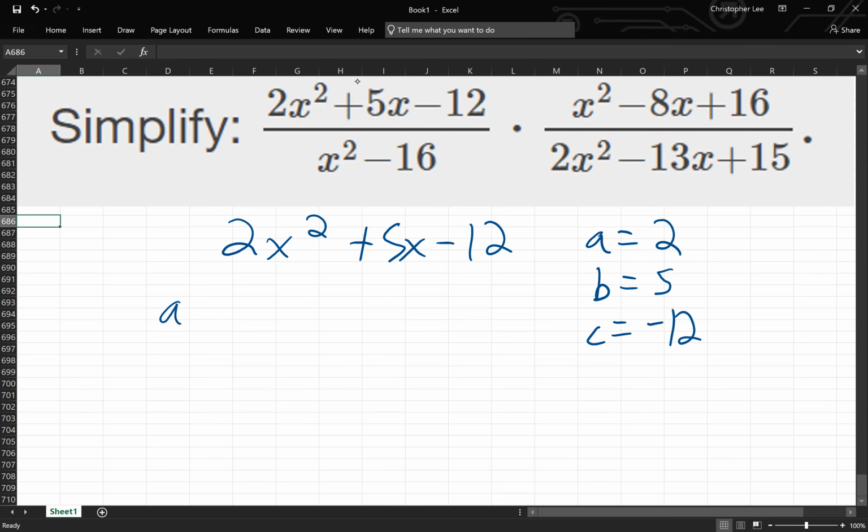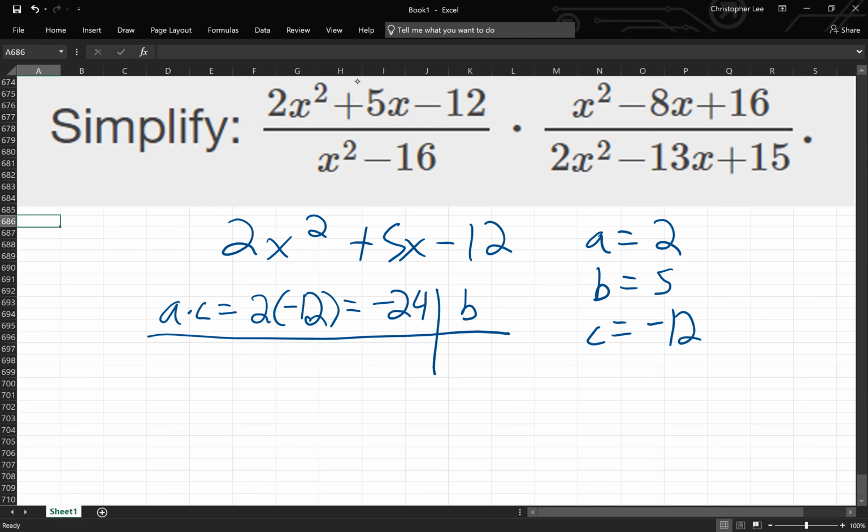All right. So A times C is equal to 2 times negative 12. That's negative 24. And B is equal to 5. Give me two numbers that multiply to negative 24 and add up to 5. So negative 3 times 8, you were saying? All right, let me see. That is negative 24. Negative 3 plus 8, right? That is 5. Good. So after I find those two numbers, what do I do? Combine.